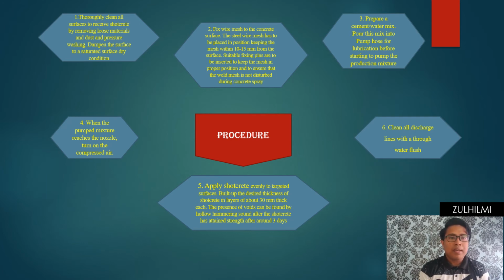Third is prepare a cement water mix. Pour this mix into the pump hose for lubrication before starting to pump the production mixture. Next, when the pumped mixture reaches the nozzle, turn on the compressed air. Next, apply shotcrete evenly to the targeted surface. Build up the desired thickness of shotcrete in layers about 30 mm thick each. The presence of voids can be found by a hollow hammering sound after the shotcrete has attained strength, after around 3 days. Lastly, clean all the discharge line with a through water flush.